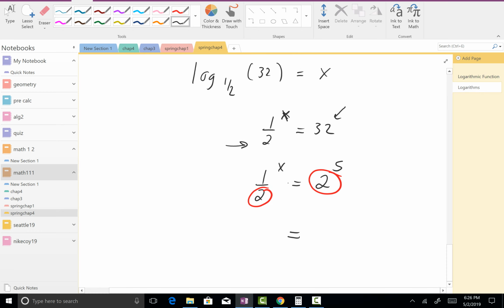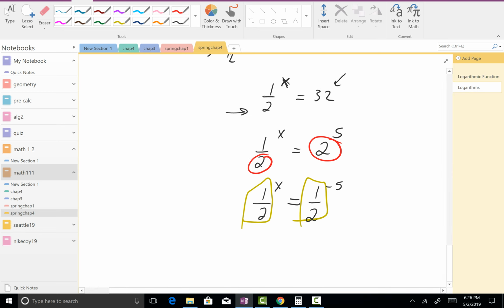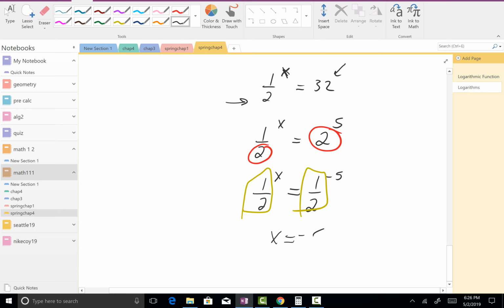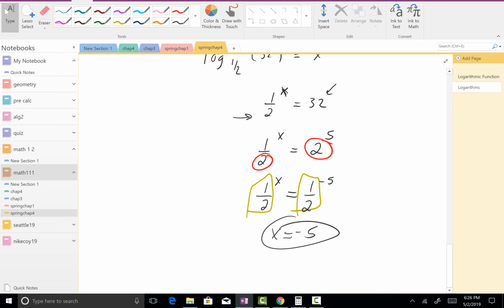If I could somehow get this 2 to go to the bottom, like this one is, then I'd be in good shape. I can do that by simply making that 5 a negative number, because the negative exponent, remember, takes that and flips it, or puts 1 over it. Well, now these two things are the same. So my x turns out to be negative 5. And that's what that looks like.